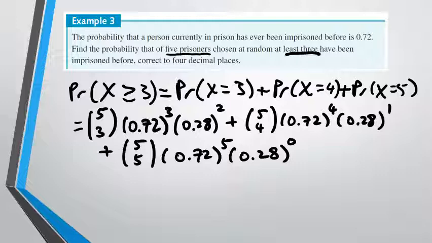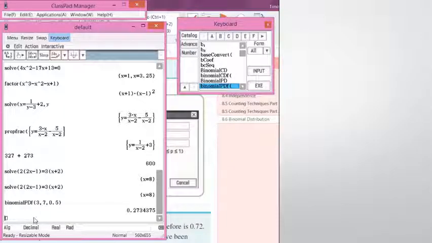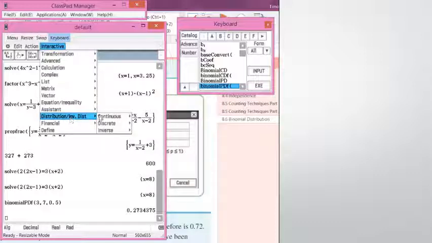Now, once you've done all that, obviously we don't want to work this out by hand because this will take a very, very long time. So let's go back to the calculator again. Alright, back to the calculator. Again, same thing, but this time around, we're going to use binomial CDF, not PDF.